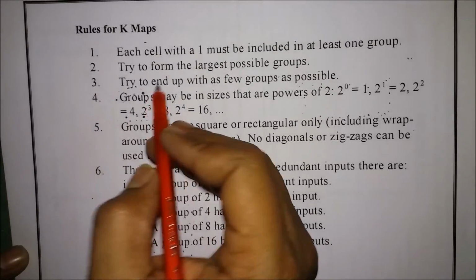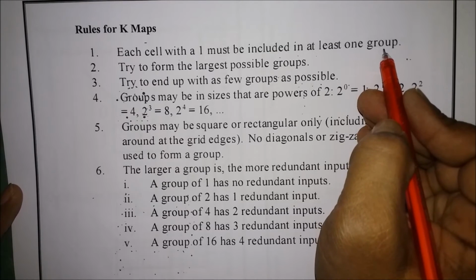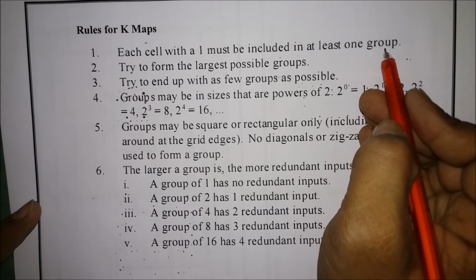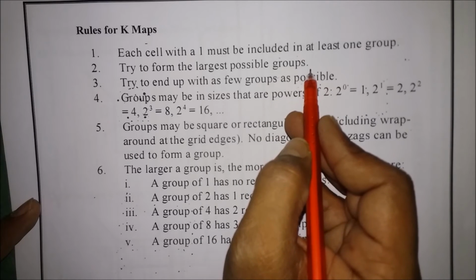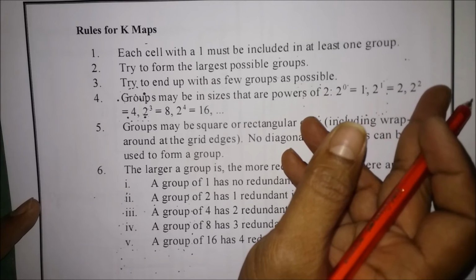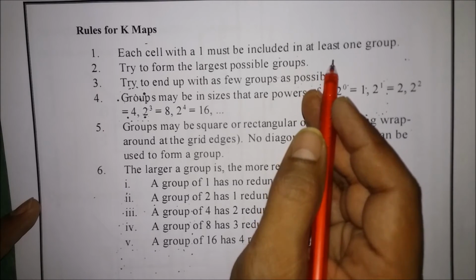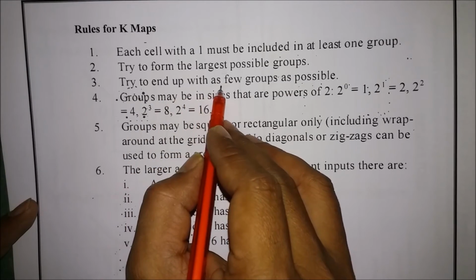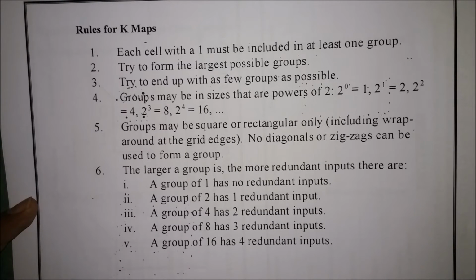Now let us proceed to the rules and regulations that we are going to use in solving the Boolean expression using K-maps. The first rule is, each cell with 1 must be included in at least one group. That means I cannot leave the 1 alone. If there is no possibility of grouping, we can leave it alone, but if there is a chance, we need to group it with other ones. Try to form the largest possible groups, that is my first priority. Suppose it is a four variable K-map, the maximum possibility is 16 cells, then 8 cells, then 4 and then 2. So try to end up with as few groups as possible. So we need to minimize the number of groups. I should not repeat the groups, but within limited groups, I need to close my grouping.